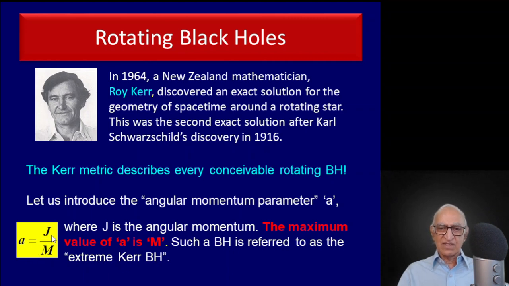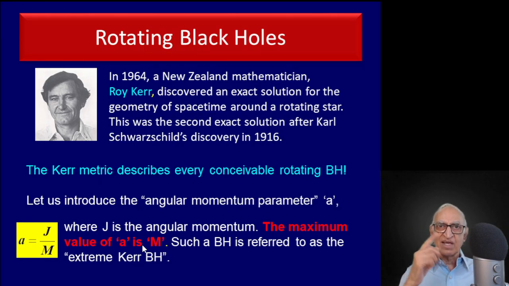In other words, J can at most be proportional to M squared. Such a black hole is known as an extremely rotating Kerr black hole. In other words, a black hole cannot rotate faster than that. You will see why it cannot rotate faster than that if you look at the equation that I'm going to flash. All I want you to appreciate now is the notion of an extremal black hole.